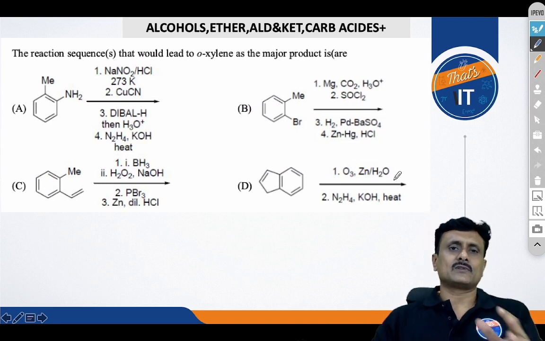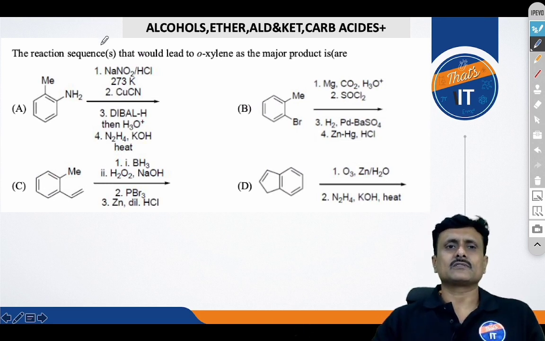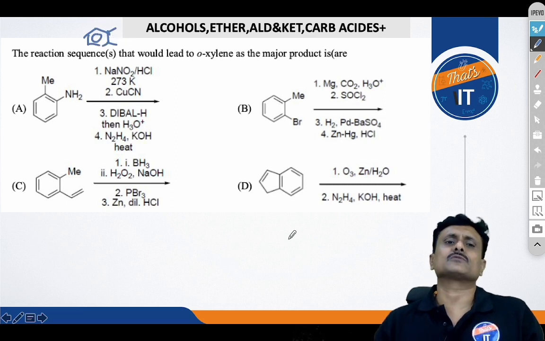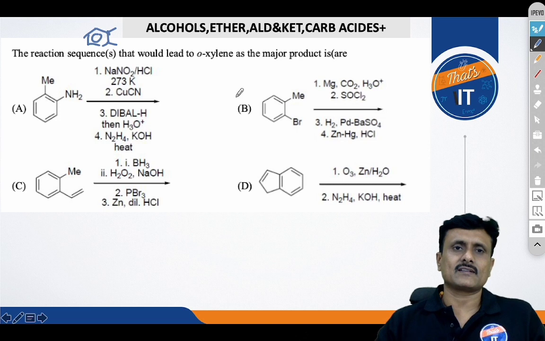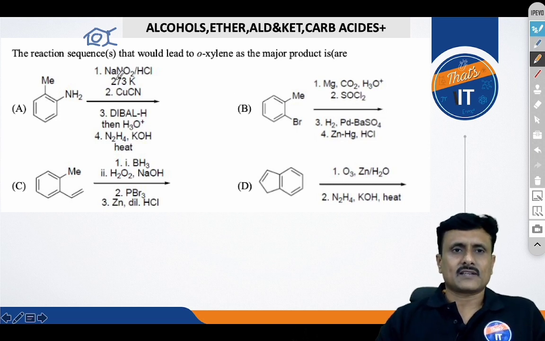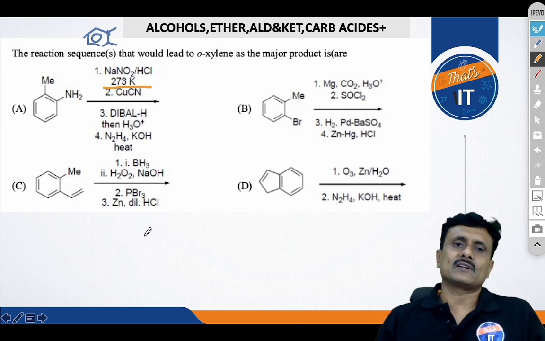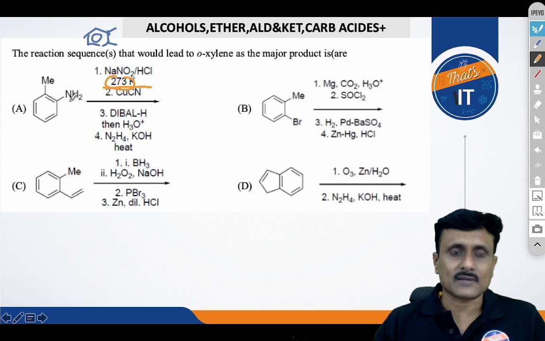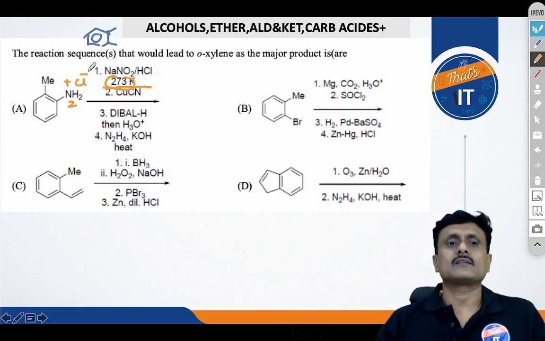The reaction sequence that would lead to orthoxylene. You know orthoxylene, isn't it? 2 methyls kept at the adjacent position is called orthoxylene. Let's see one by one, right? You can see that when you are carrying out the reaction with NaNO2 and HCl at 0 degrees Celsius cold condition, you will be getting first, I am writing here directly the product, N2 plus and Cl minus.